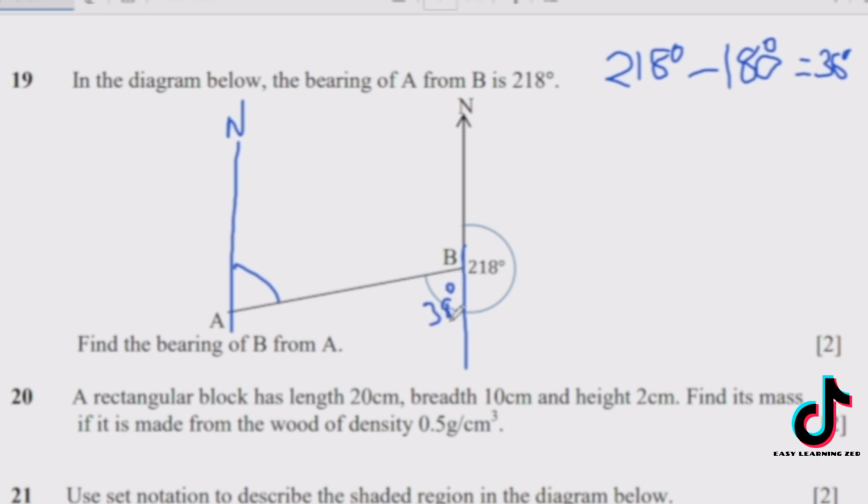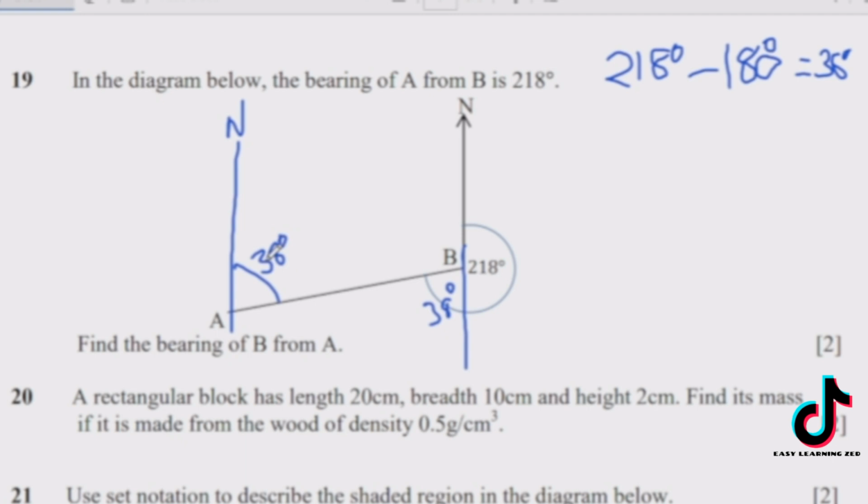Now, if this is 38 degrees, what is the value of this? This will also be 38 degrees, using the property that alternate angles are equal, meaning this angle and this angle are equal. That is the first method.